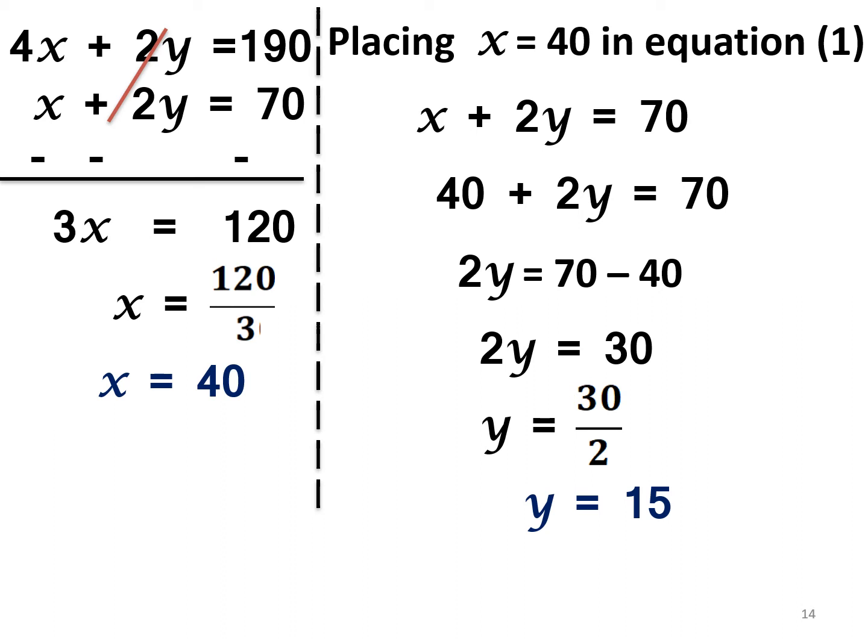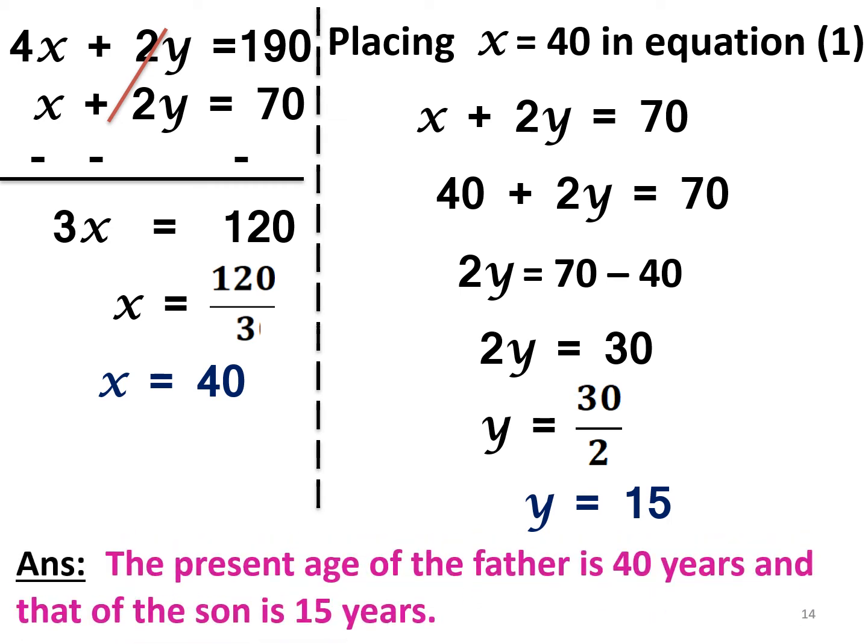Now we shall write the written statement. x is nothing but the father's age. y is nothing but the son's age. And therefore, the present age of the father is 40 years and that of the son is 15 years.